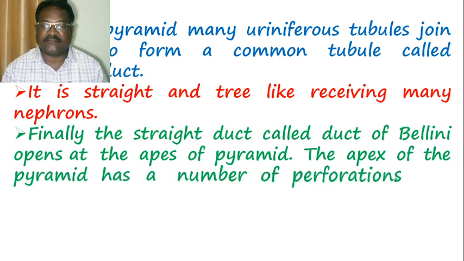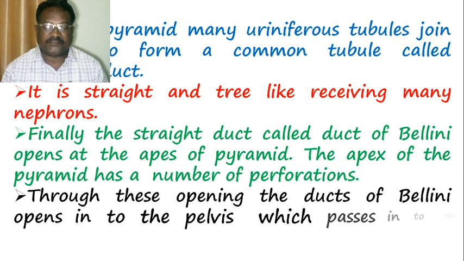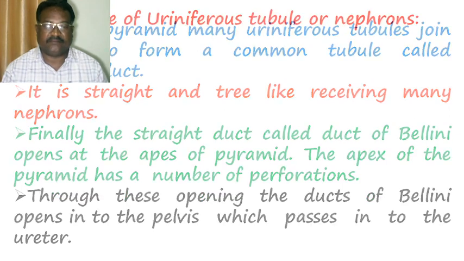Finally, the straight duct called the duct of Bellini opens at the apex of the pyramid, and the apex of the pyramid has a number of perforations. The apexes of the pyramids open into the pelvis. Through the opening, the duct of Bellini opens into the pelvis, which passes into the ureter.